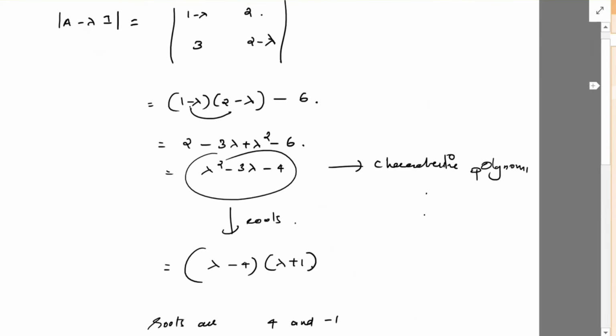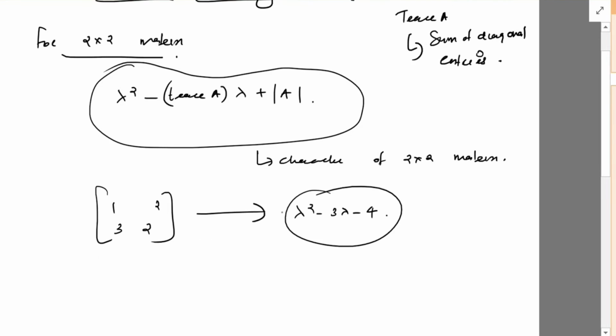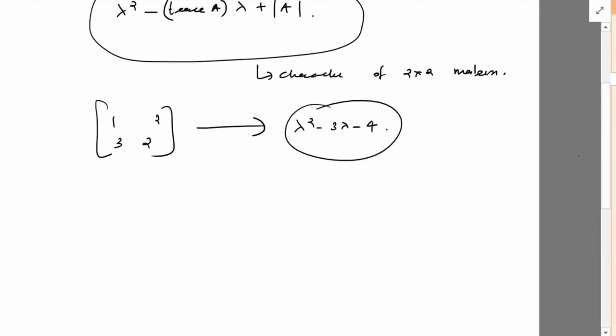Lambda square minus 3 lambda minus 4. Okay, we can use the shortcut method to find the characteristic polynomial. The shortcut method is lambda square minus trace of A into lambda plus determinant of A. The trace is the sum of the diagonal entries, that is 1 plus 2, which is 3. So lambda square minus 3 lambda plus determinant, which will be 1 into 2 minus 3 into 2, that is 2 minus 6, which is minus 4.